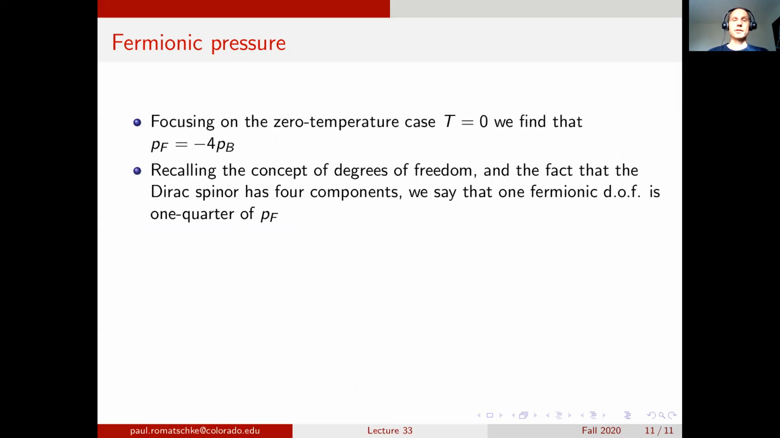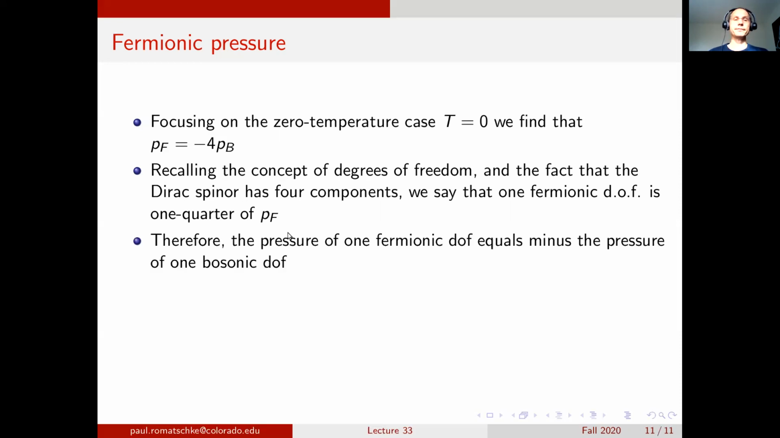If we recall the concept of degrees of freedom and the fact that the Dirac spinor has 4 components, we can say that one fermionic degree of freedom is just 1/4 of a Dirac degree of freedom. So that would mean that a single fermionic degree of freedom has 1/4 of our result for P_F. Then the pressure of a single fermionic degree of freedom equals minus the pressure of a single bosonic degree of freedom.